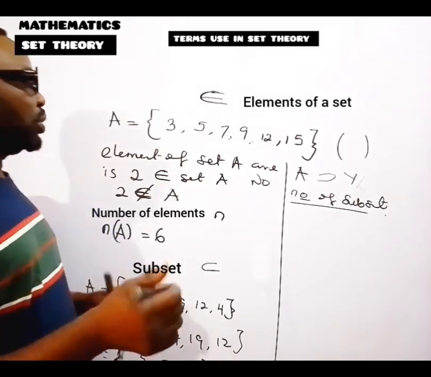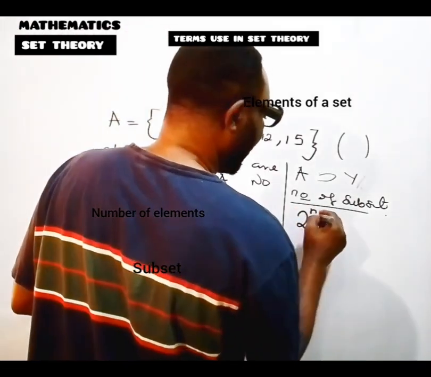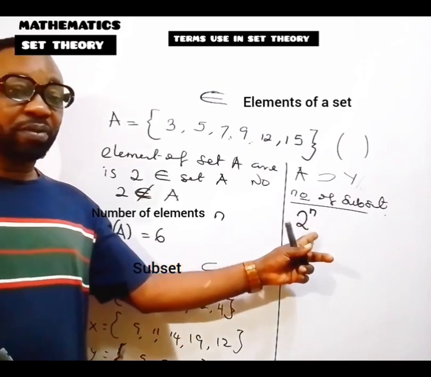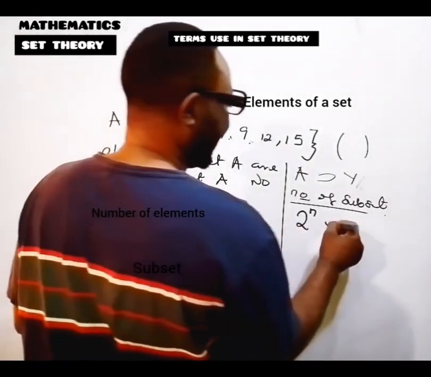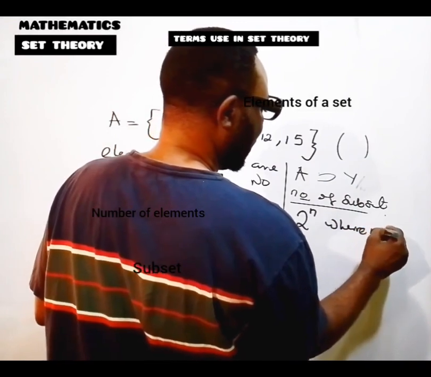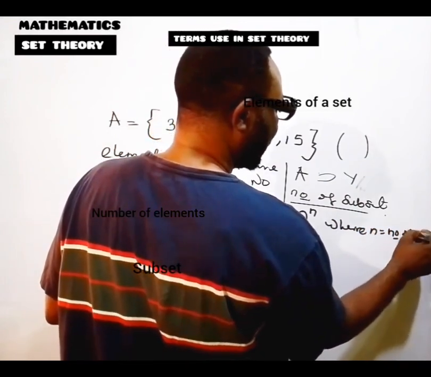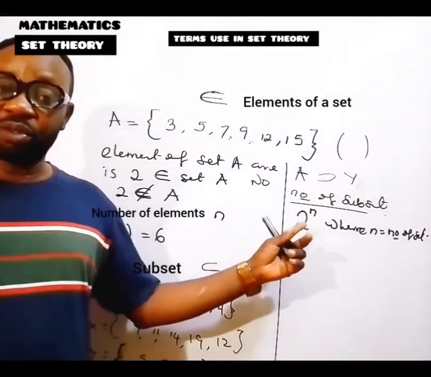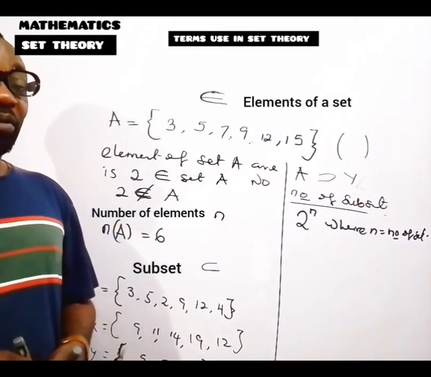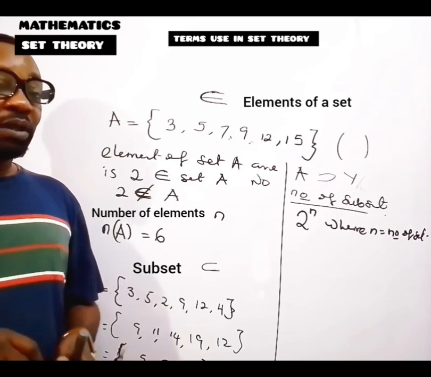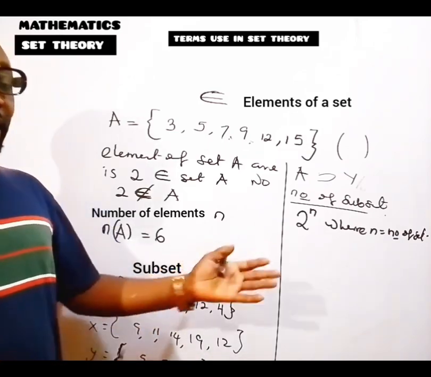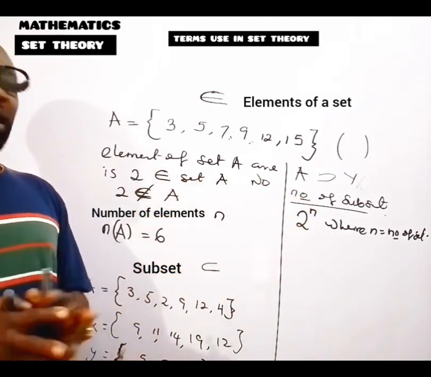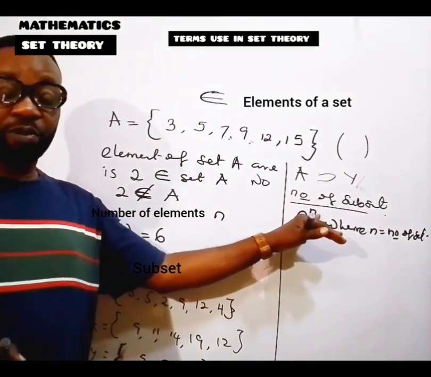Now, number of subsets is equal to 2 raised to the power of n. This is the mathematical expression of number of subsets: 2 raised to the power n, where n is the number of elements in the set. Mathematically, I can quickly use this in finding the value of my number of subsets. I think you've been able to imagine the difference between number of subsets and number of set itself. Number of subsets is 2 raised to the power of n.